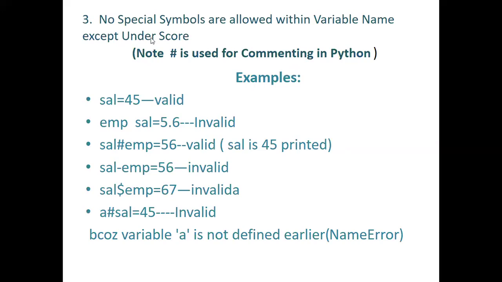No special symbols are allowed within a variable name except underscore only. Please remember, as I've told you, except underscore, no other symbol is allowed. If we try to use the hash, hash is used for commenting in Python, so it will not be considered. I'll show you.